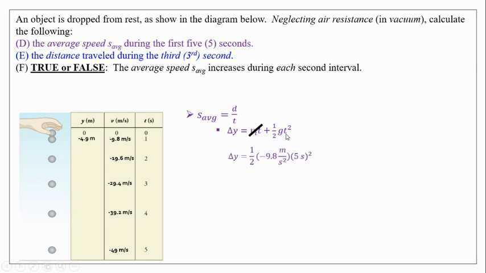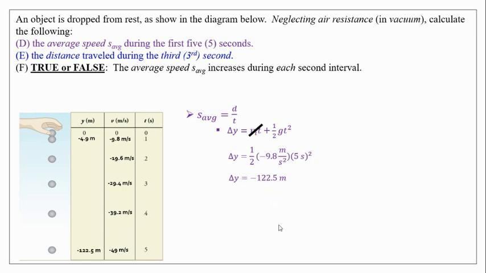g is negative 9.8. Time here is 5 seconds. First 5 seconds again implies a time interval of 5 seconds. If we square the 5, which is 25, multiply that by negative 9.8, and multiply that by a half, we should get a displacement of negative 122.5 meters. But we just need distance, so really just take the absolute value.